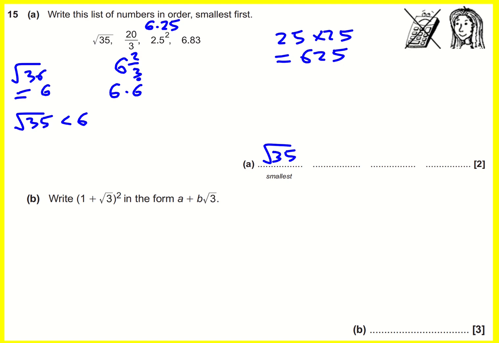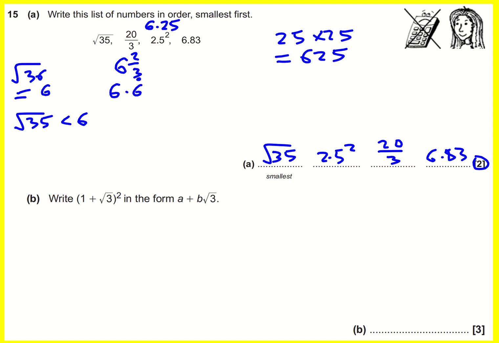Root 35. I should write my original numbers down instead of what I've converted it to. This next one's going to be then 2.5 squared. Then I've got my 20 over 3, and finally 6.83. Okay, we could guess it, and maybe we could use educated guesses if we didn't quite realize what to do, but hopefully, you understand what I've talked about here, and this is how you can do these kind of questions.